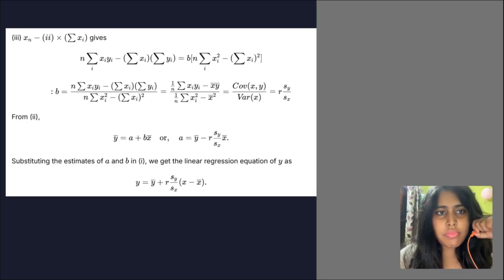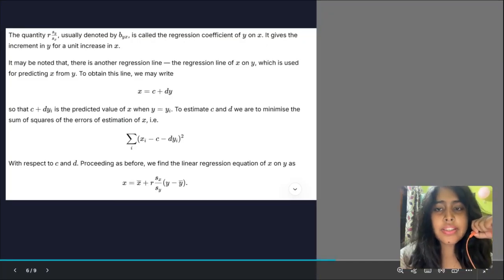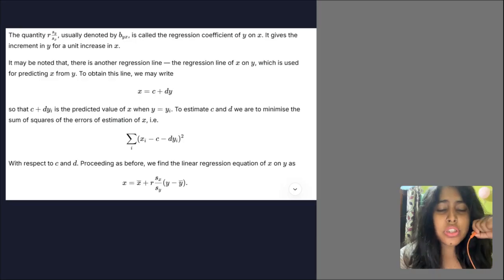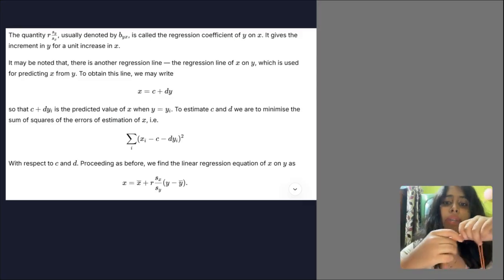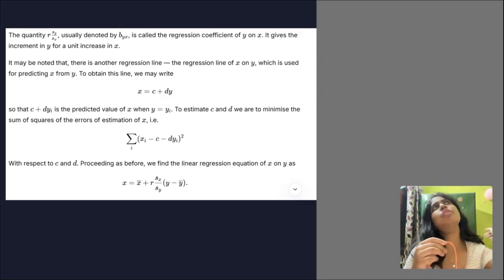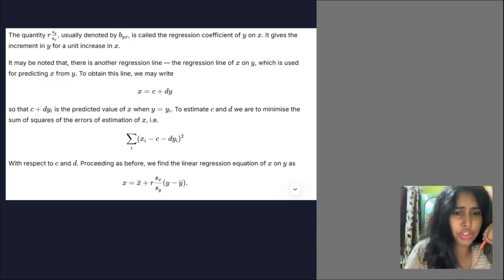Now see, coming to the next slide. Yes. The quantity r sy by sx, usually denoted by byx, is called the regression coefficient of y on x. It gives the increment in y for unit increase in x. This is the official definition of the slope, right? See, byx is the regression coefficient. We already learned that. If byx is 5, it means for every 1 unit increase in x, we predict y will increase by 5 units. It is the engine of your prediction, basically.